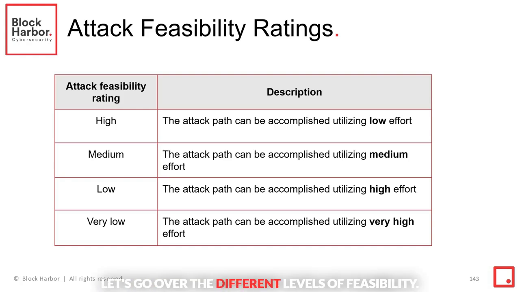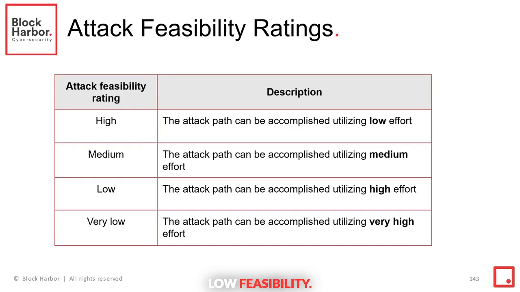Let's go over the different levels of feasibility. A high feasibility rating indicates that the attack path can be accomplished with low effort. This means that an attacker could easily exploit the vulnerability using commonly available tools or minimal resources. For example, an unprotected network port could be a high visibility target. A medium feasibility rating implies that the attack requires moderate effort. This could involve some level of skill, specialized tools, or insider knowledge. For instance, compromising a vehicle's ECU might require access to proprietary software, but is still within reach for skilled attackers.